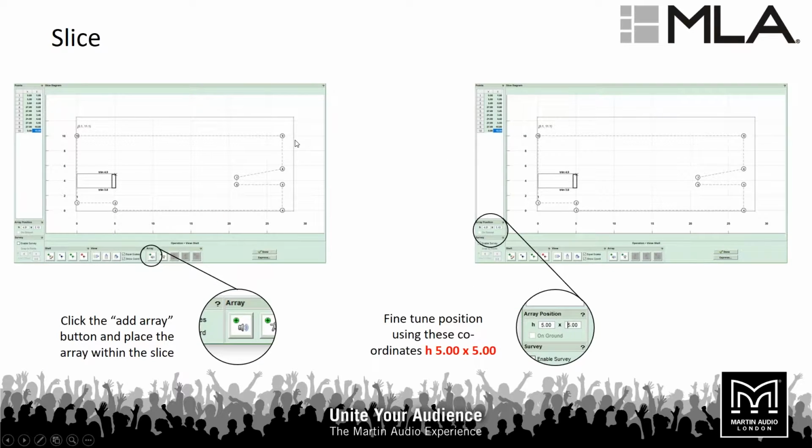So as you can see, we're happy with the shape of our venue, and now we're going to add the array. We literally click on add the array, and you just drag and drop it in where you think is a sensible location. And then using the array position box, we can refine these coordinates so that it's exactly where we're going to fly it. So we've got the right height and we've got the right depth into the room.